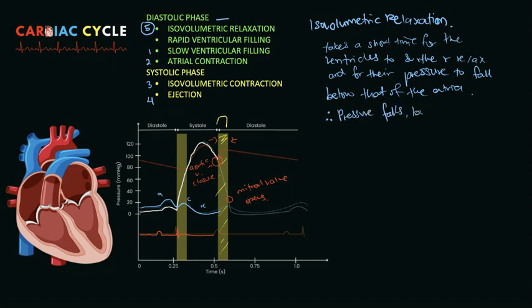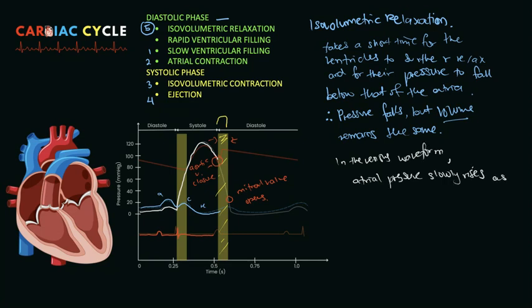Therefore, at this stage, the pressure will fall, but the volume will remain the same because all the valves are closed, so blood is not flowing anywhere. In the venous waveform, on the other hand, the atrial pressure slowly rises as venous return from the lungs and vena cava. V stands for venous return. That's how I remember it.